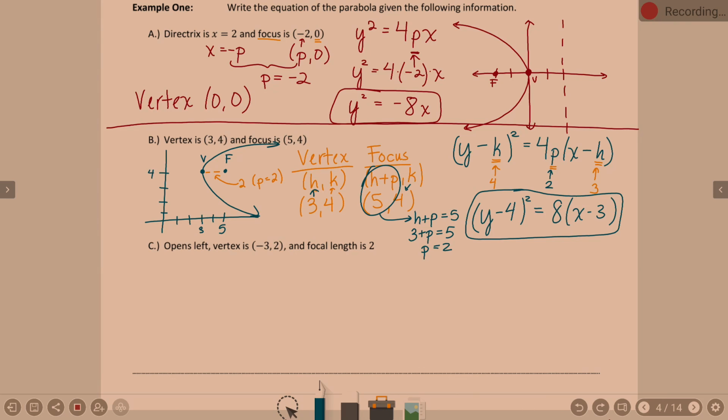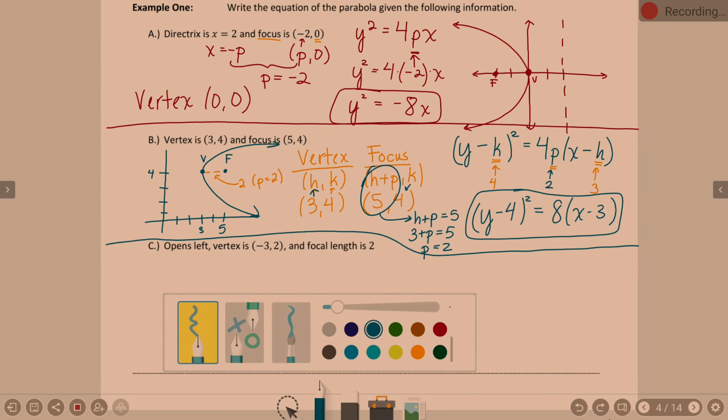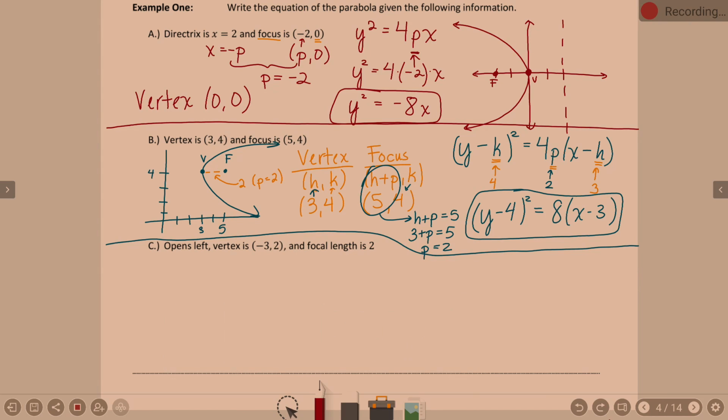Okay, let's try one more then. As I said, I don't know if it's pros or cons. Every little problem is different. So that means some of them will be good for you, some of them won't be so good. So, okay, this final parabola on this page opens left. The vertex is negative 3, 2, and the focal length is 2.